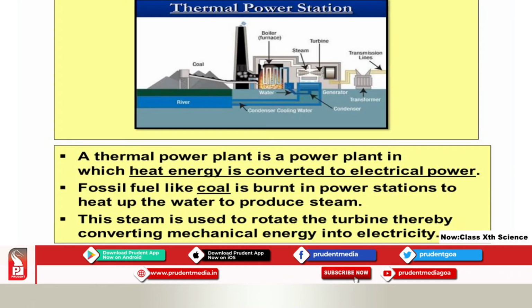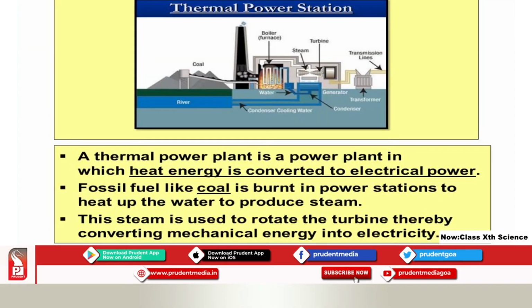Let us see about the thermal power station. A thermal power station or a thermal power plant is the plant in which heat energy is converted into electrical power. Now, what is the fuel that is used in this? The fuel used is coal.